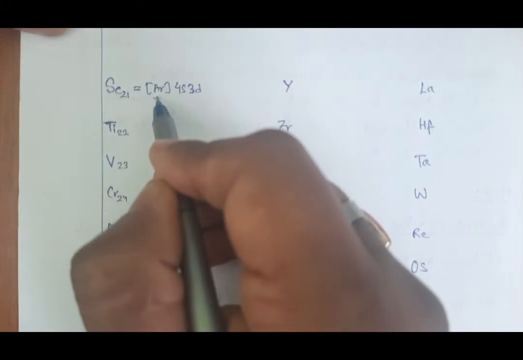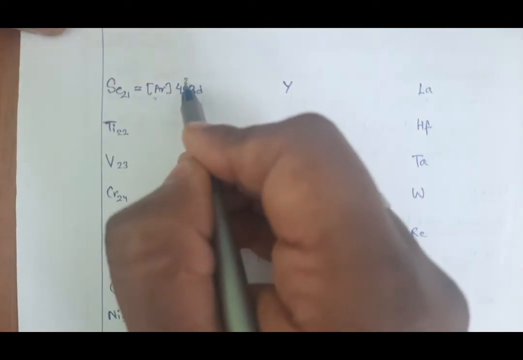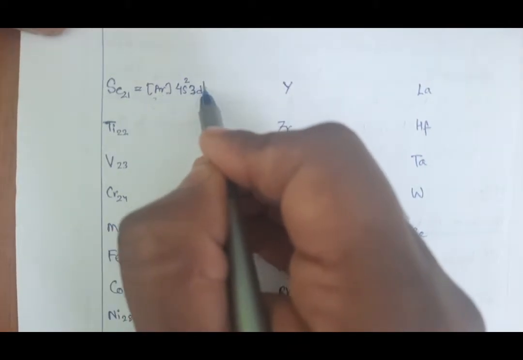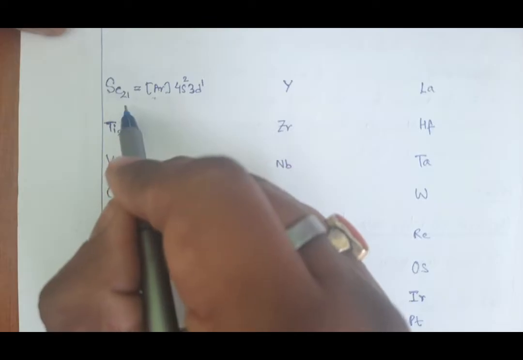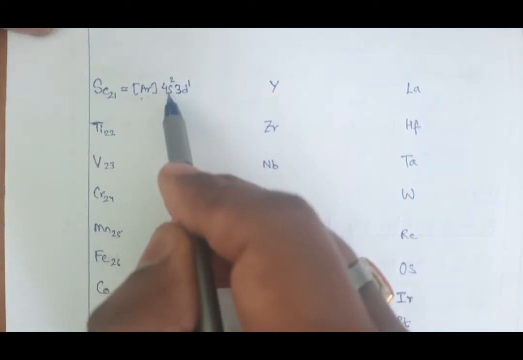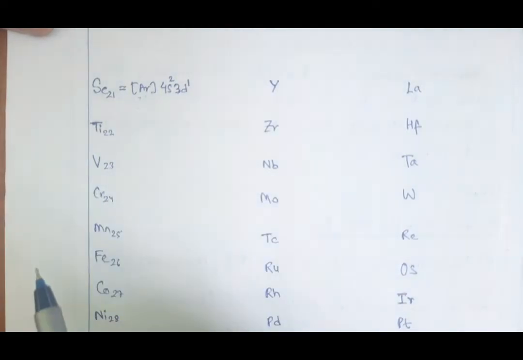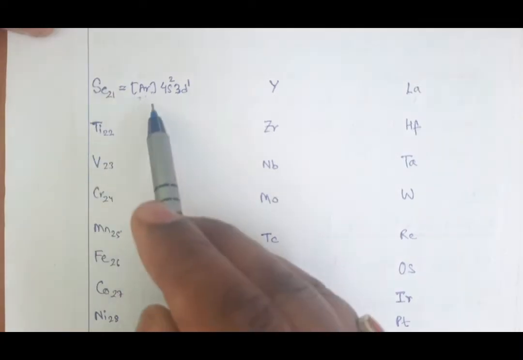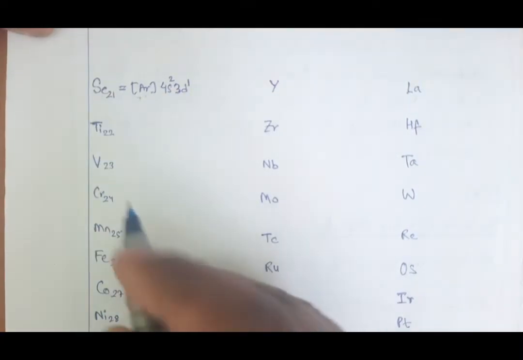Now argon atomic number is 18. If you put 2 in s, it becomes 20, 1 in d, it becomes 21. So the atomic number of scandium is 21. So it is 18 for argon, 19, 20, 21. So it's done. This is the configuration for scandium, students.